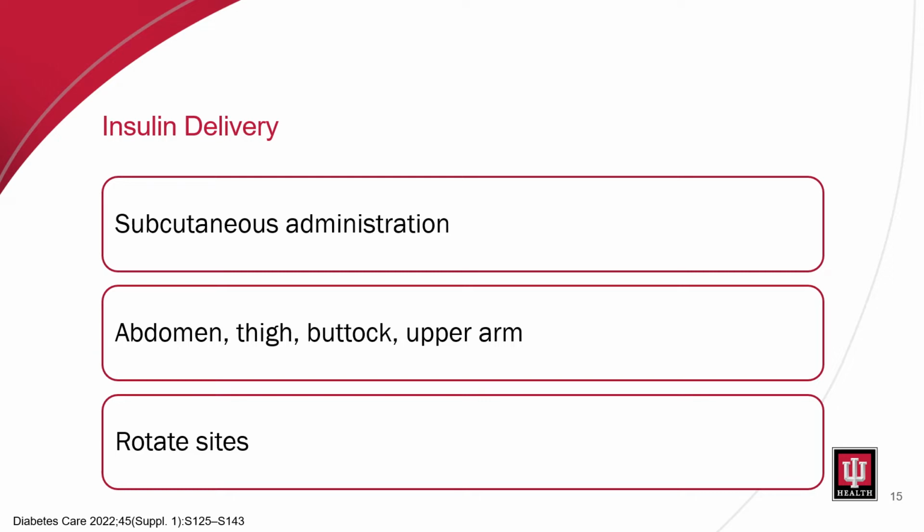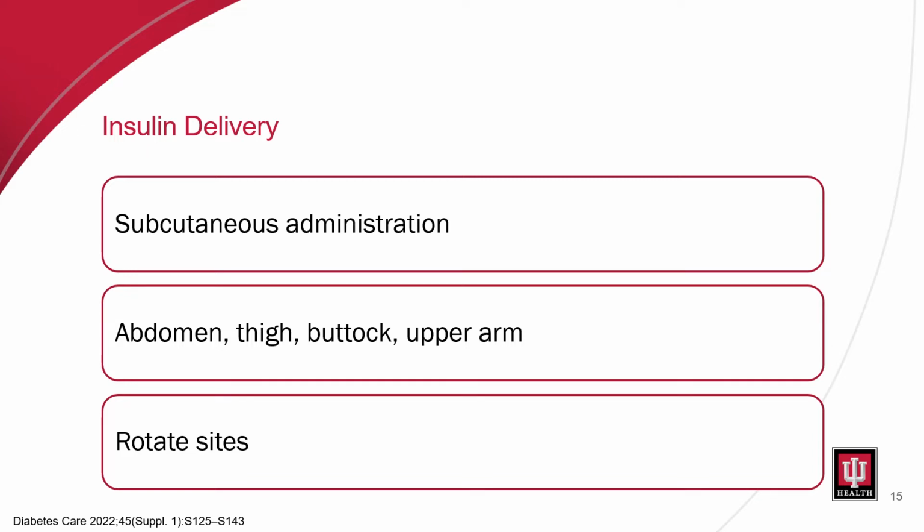It's also important to counsel your patients on appropriate insulin delivery. So we use subcutaneous administration for maintenance dosing. This will lead to slower absorption than intravenous or intramuscular. However, it is easier for patients to administer subcutaneously, as well as more predictable pharmacokinetics for them in this instance. They can inject into the abdomen, thigh, buttock, or upper arm.